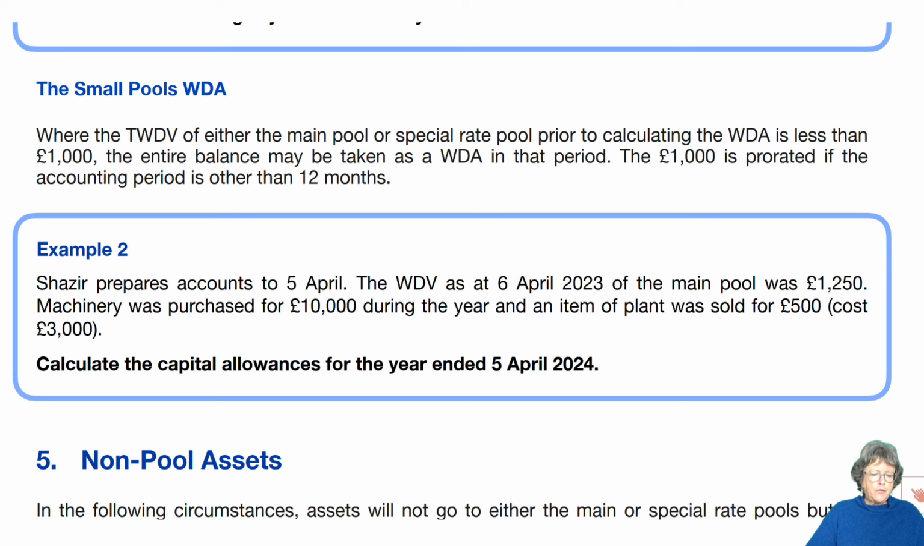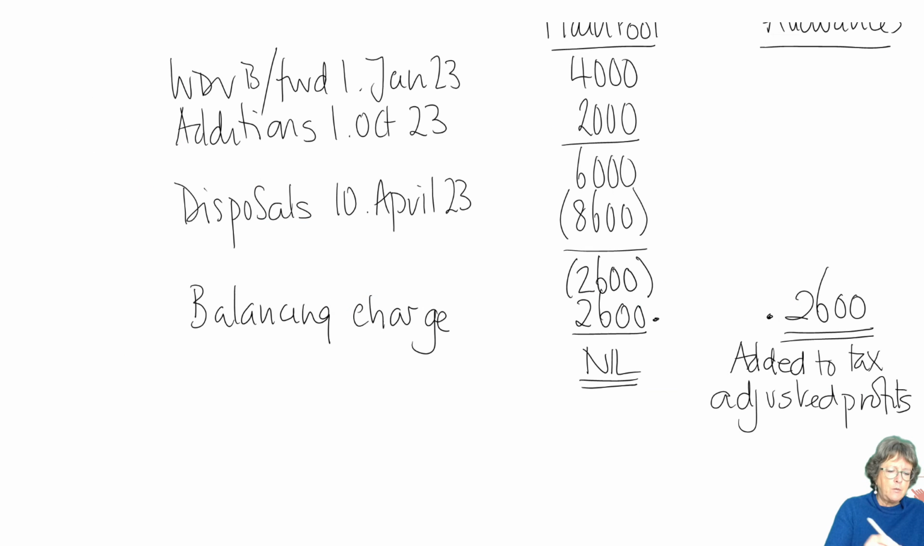So Shazia prepares accounts to the 5th of April. The written down value as at the 6th of April on the main pool was 1,250. Machinery was bought for £10,000 during the year, and an item of plant was sold for £500. Cost was £3,000. Don't forget the rule. The rule is the lower of those two figures. So let's have a look at how that would look in a pro forma.